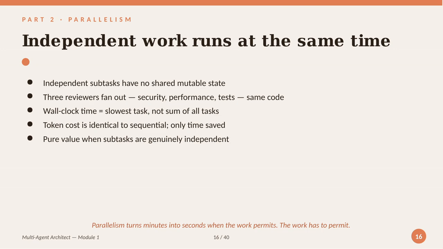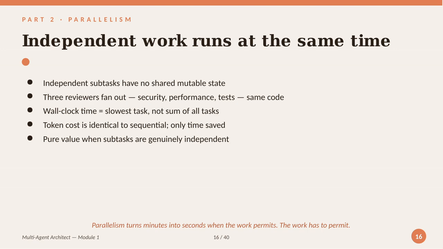Wall clock time becomes the slowest task, not the sum of all tasks. If each reviewer takes 30 seconds, 3 in parallel finish in 30-something seconds. 3 sequentially would take 90. The wall clock savings are real and immediate. Token cost is identical to sequential. Both versions burn the same compute. The parallel version just orchestrates it concurrently. So the trade-off is same cost, less time, which is pure value with no downside when the work is genuinely parallel.